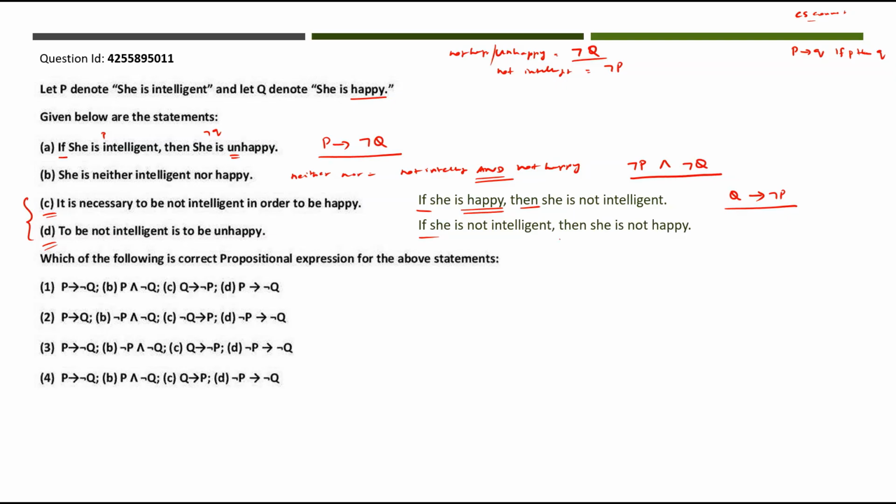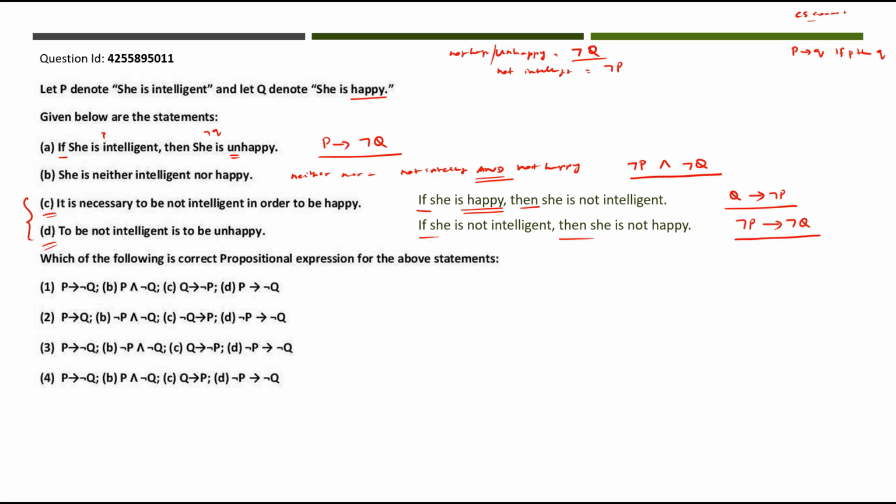Now you can translate this particular statement. She is not intelligent, which is negation of P. She is not happy is negation of Q. When you have if and then, this becomes a conditional operation here. Now we have all the four expressions.